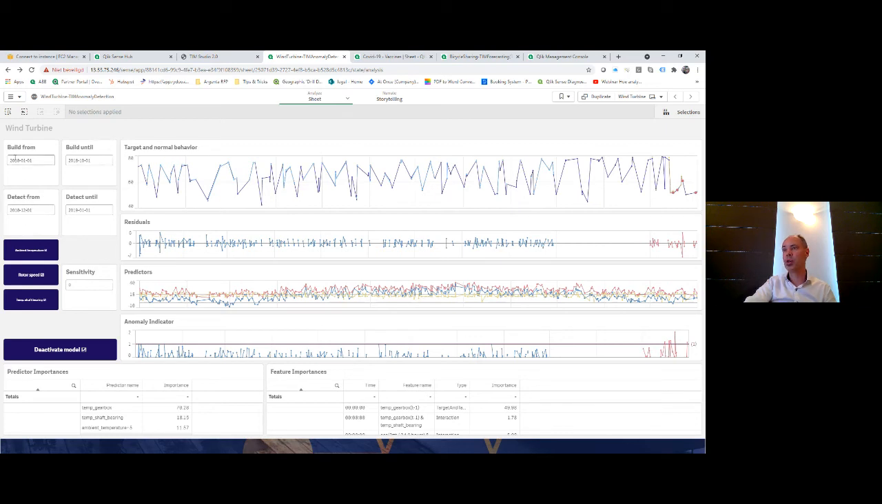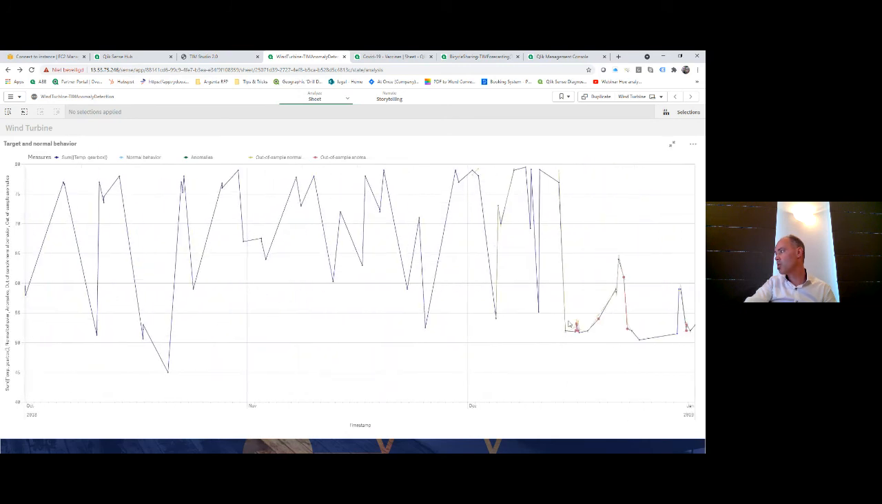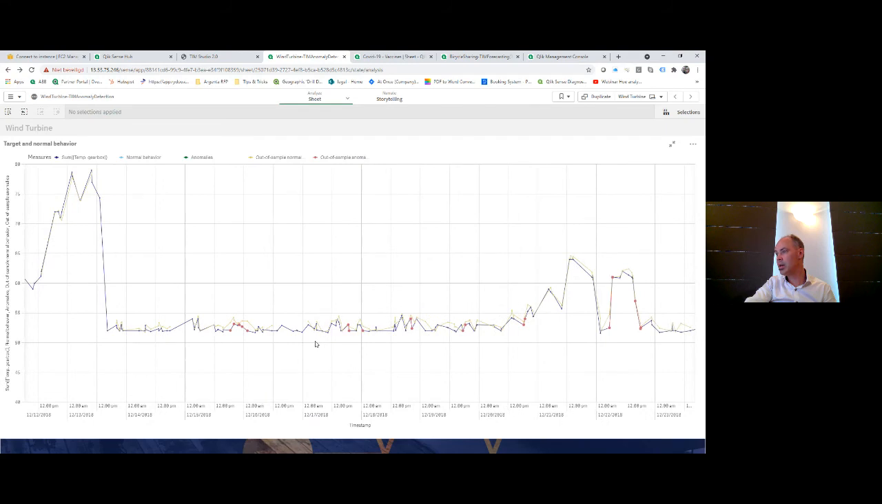And in this case, we trained the model starting from the beginning of 2018 towards October 2018. And then the detection itself should be for the full month of December. And I can then, for example, enlarge this chart here a bit and see immediately what comes into play. So here we see immediately what kind of anomalies TIM actually detected, and it will be visualized in your Qlik Sense charts.